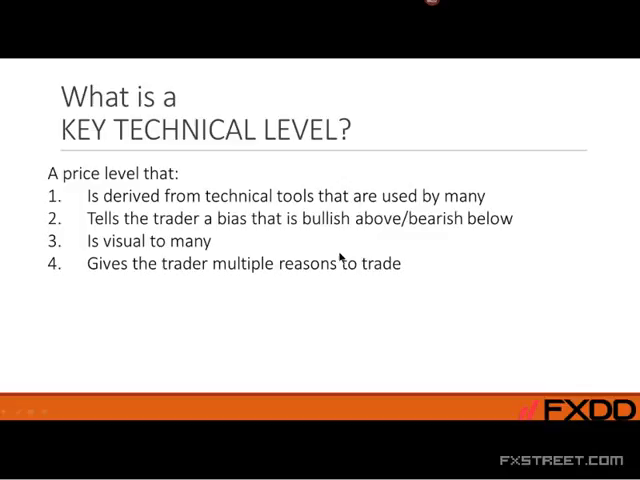Give the traders multiple reasons to trade. A key technical level gives traders oftentimes multiple reasons to trade. So at 137 even or whatever, if there are multiple reasons to trade there, that becomes a key technical level. I know it can be ambiguous. You can have a key technical level that is just one thing, the 100-day moving average. That is a technical tool that is used by many. The 100-day moving average tells the trader a bias, bullish or bearish. It's visual to many. It's broadcast on CNBC. But it may only give you one reason to trade.